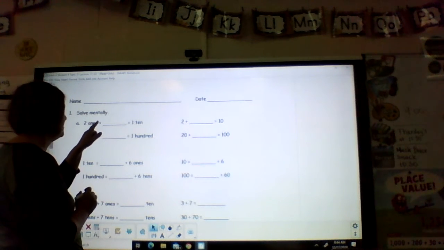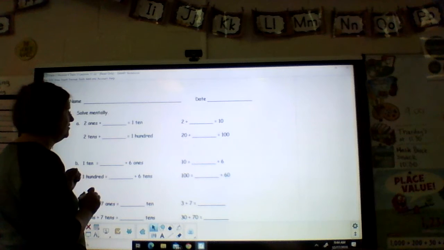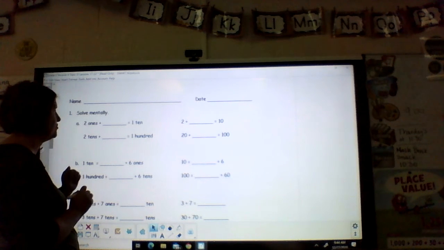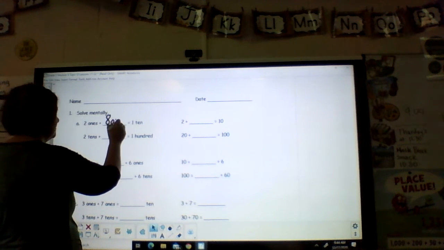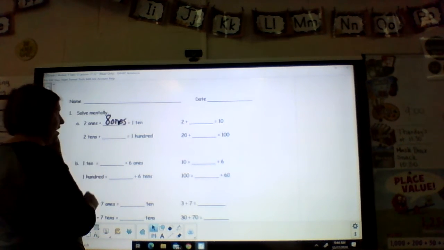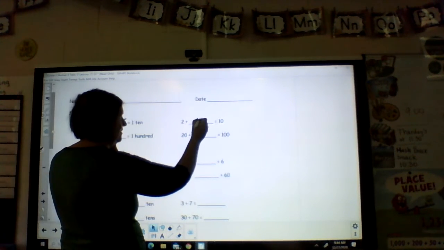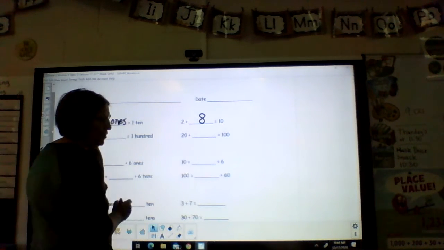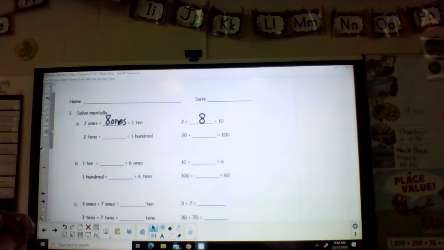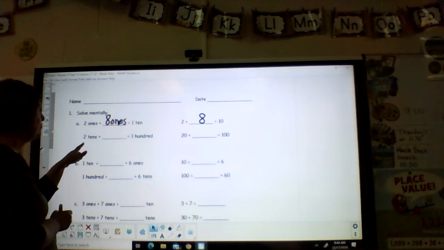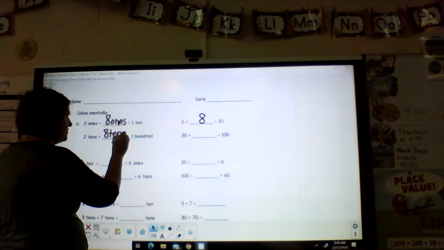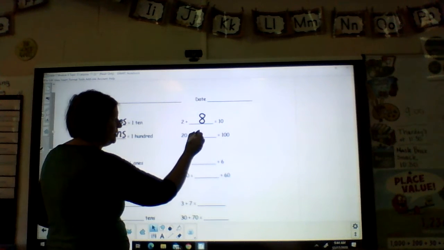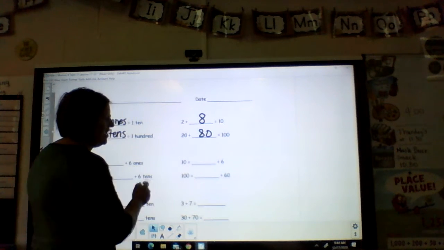So we've got 2 ones plus blank equals 1 ten. So how many ones do you need to put with 2 ones to make 1 stick of 10? You would need 8 ones. So 8 ones plus 2 ones is the same as 10. So 2 plus 8 equals 10. All right. The next one says 2 tens plus blank equals 100. So 2 tens plus 8 tens equals 100, which would be the same as 20 plus 80 equals 100.